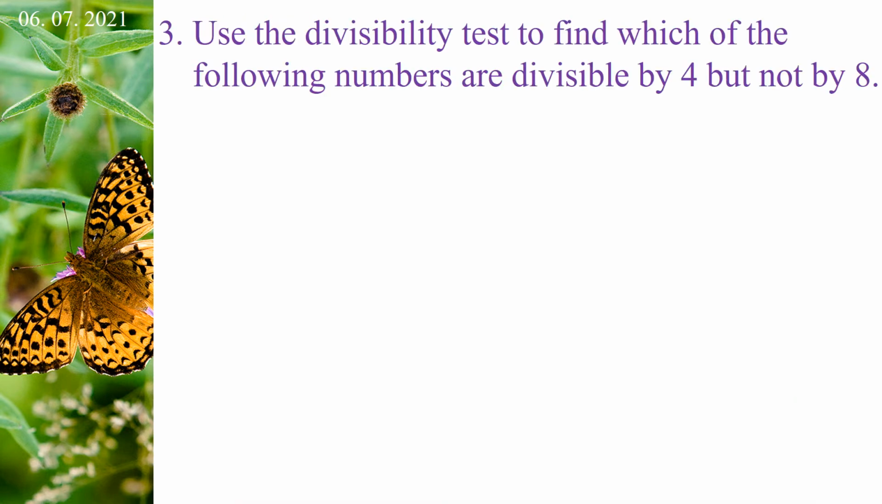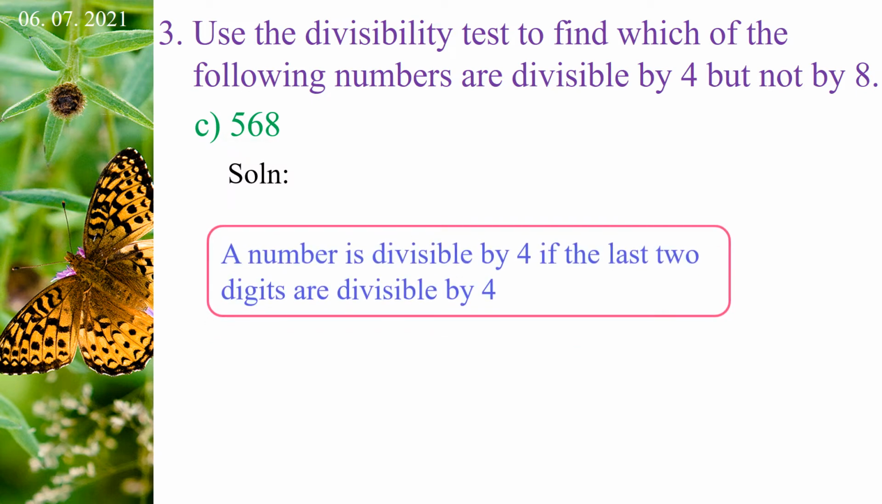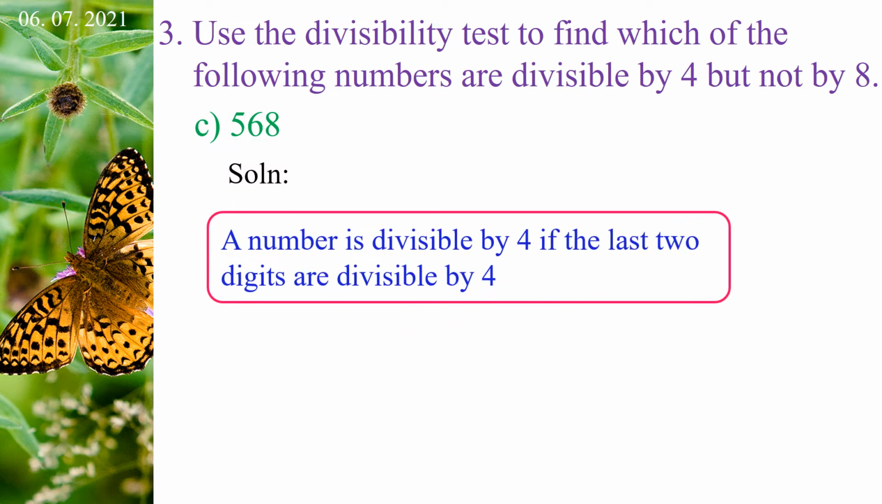So now coming to the third problem. Use the divisibility test to find which of the following numbers are divisible by 4 but not by 8. The given number is 568. So we already know the rule. A number is divisible by 4 means the last two digits are divisible by 4. So now here we will check whether the last two digits are divisible by 4 or not.